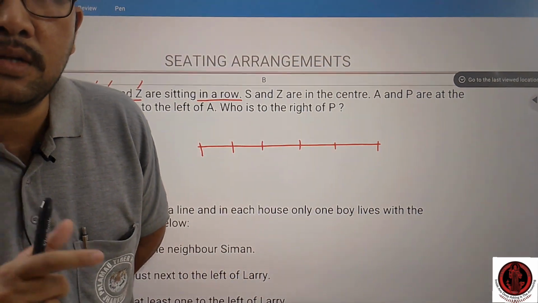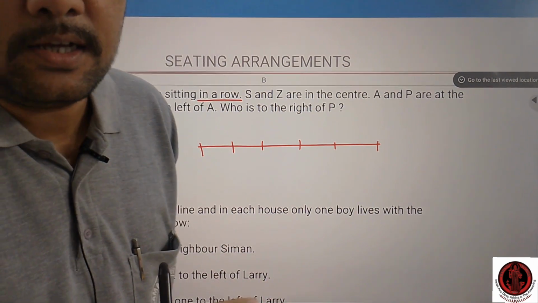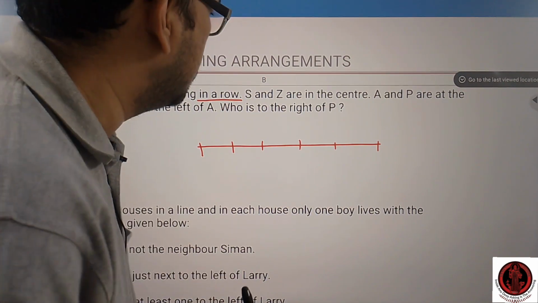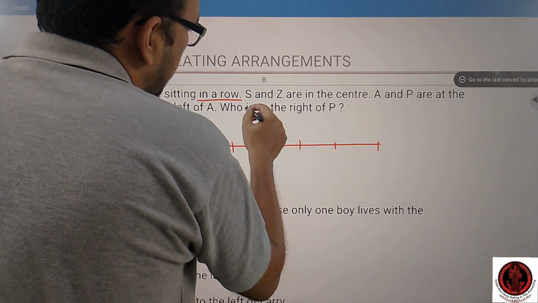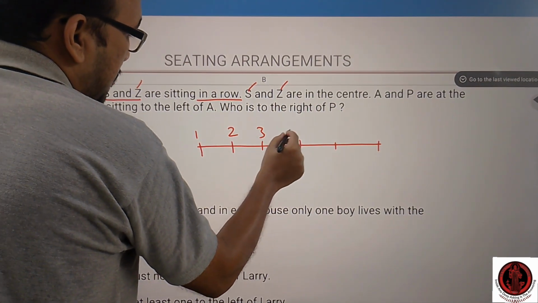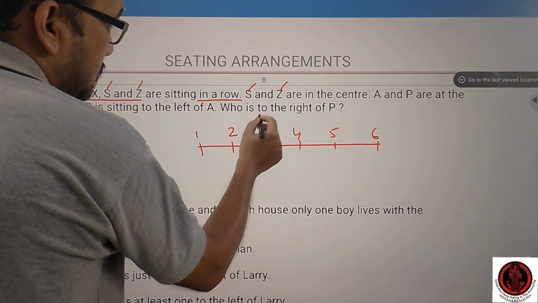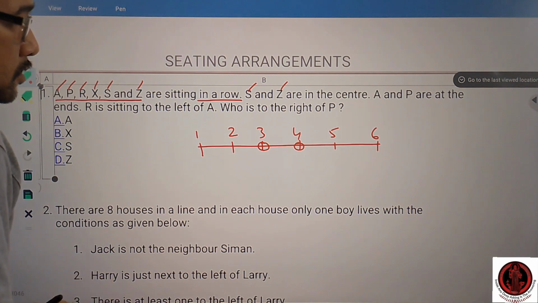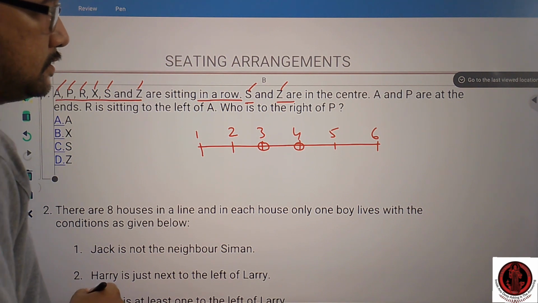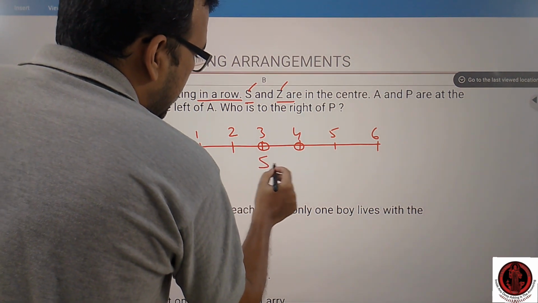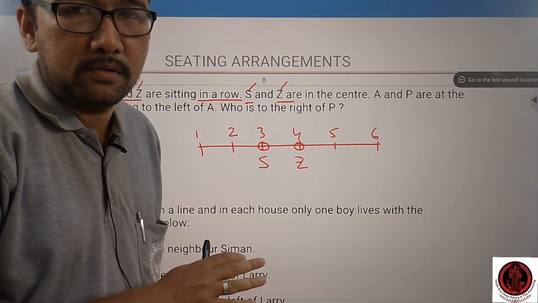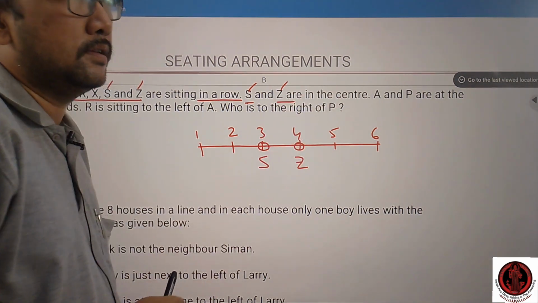যে স্টেটমেন্টটাতে আমি অ্যাকচুয়ালি বুঝতে পারছি পজিশনটা, সেই স্টেটমেন্টটা আমাকে আগে ড্র করতে হবে। Then you have to draw the other statements. Now in this problem, S and Z are in the center. Now this is first position, second position, third, fourth, fifth, sixth. So the center means these two. Now S and Z are in the center, but which is S, which is Z, that is not mentioned in the problem. So write down S and Z like this one. If this is wrong, then in the later statements this will contradict.